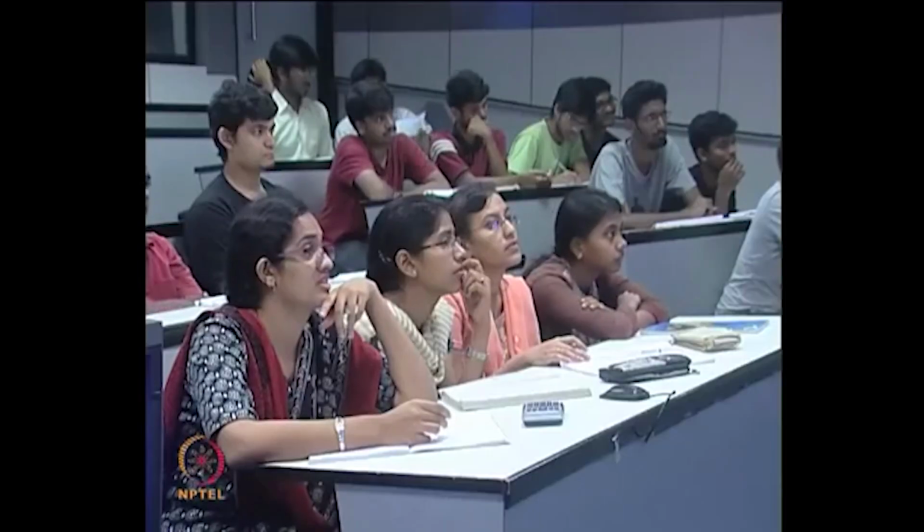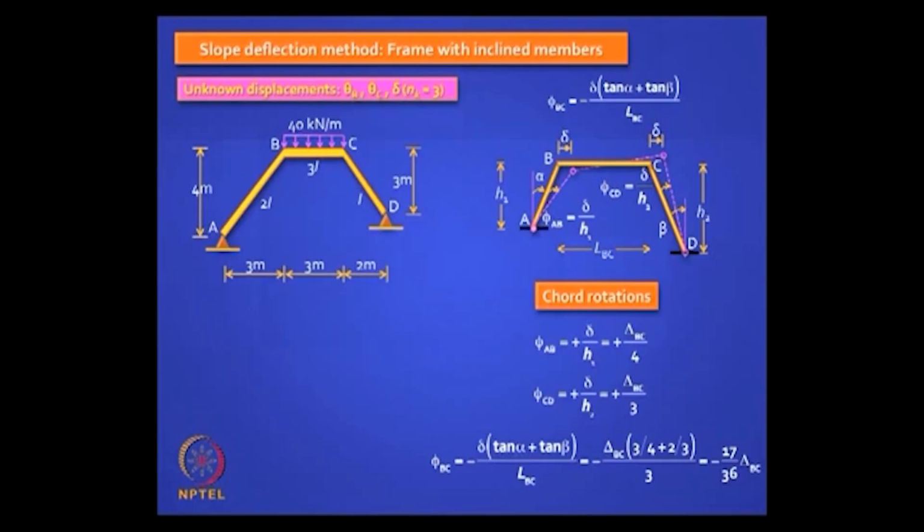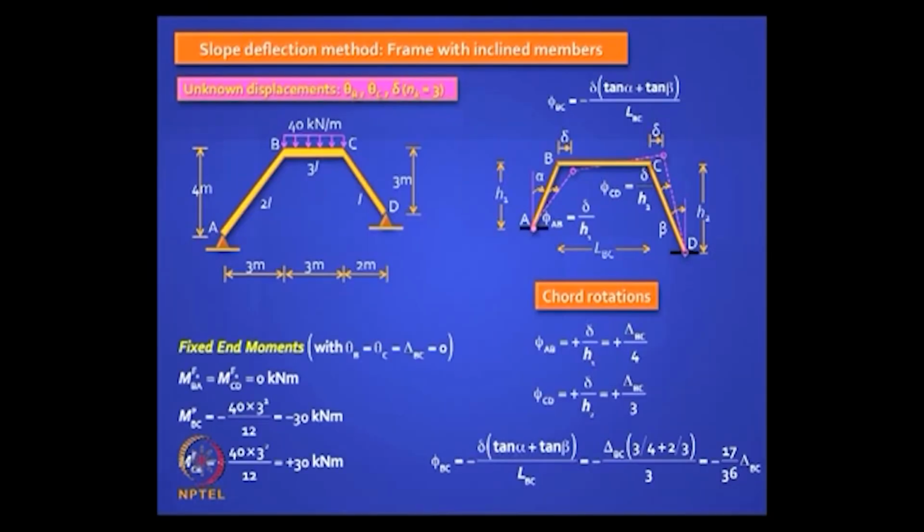What is it? You have to write down the slope deflection equation, but before that you need to calculate the fixed end moments, which are very easy to calculate. These are your chord rotations in terms of delta, and your fixed end moments are straightforward: minus WL squared by 12, plus WL squared by 12. You have fixed end moments only in BC.